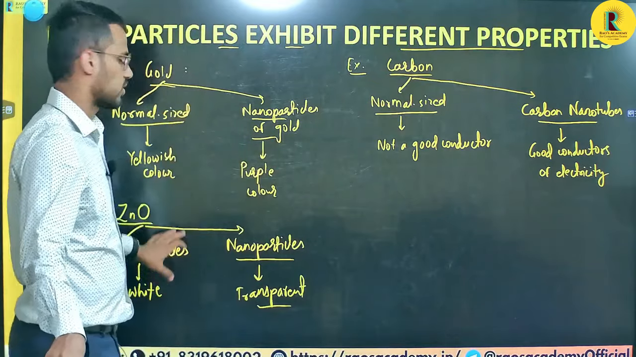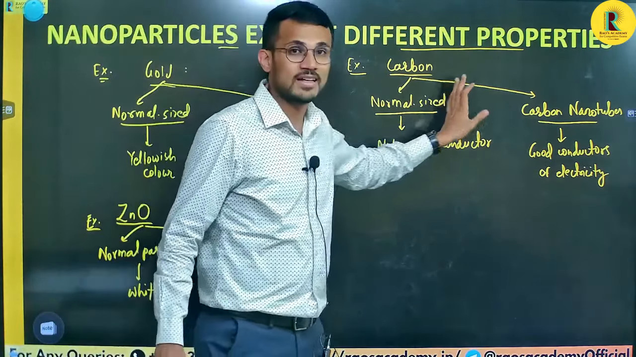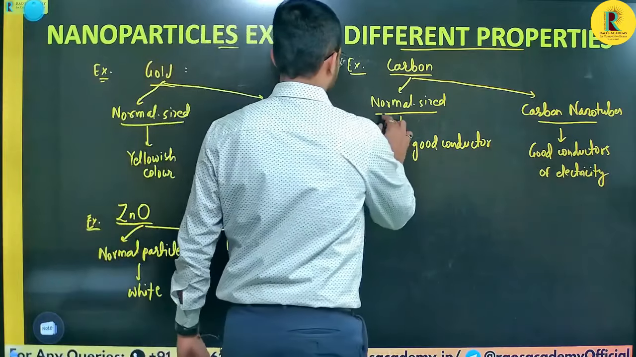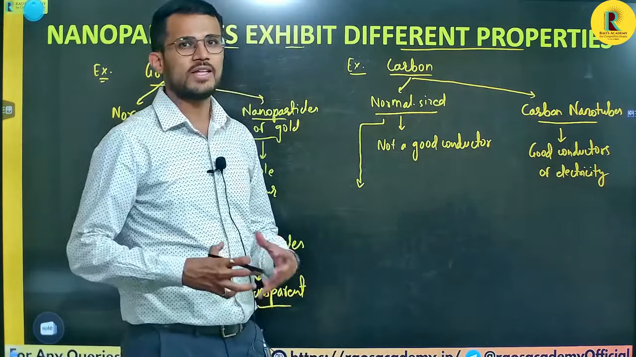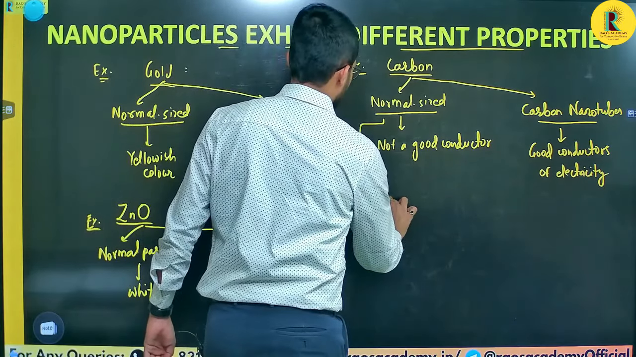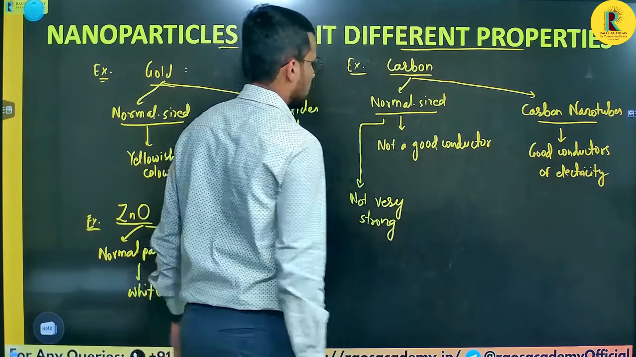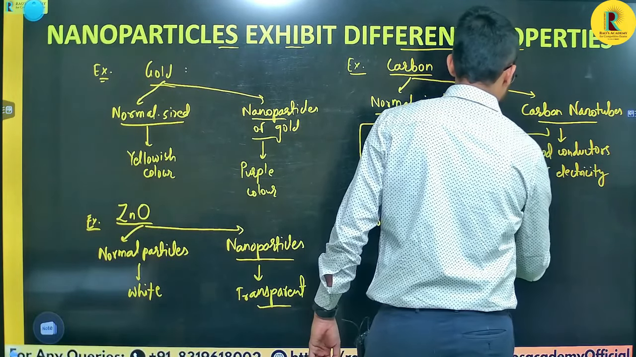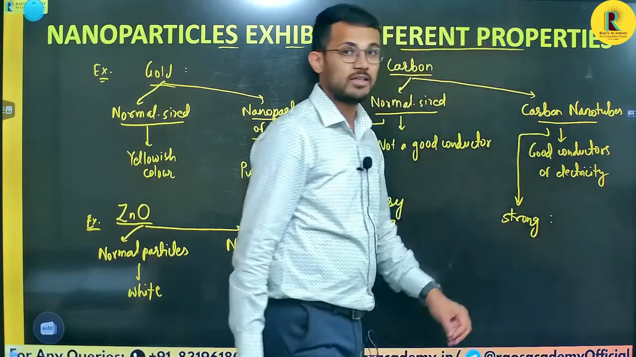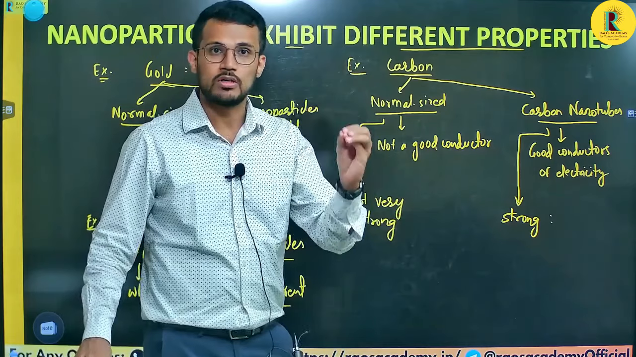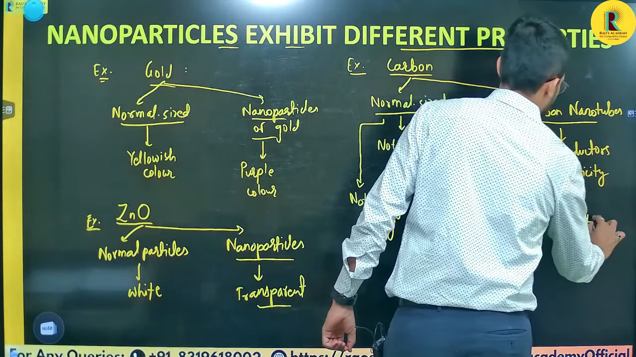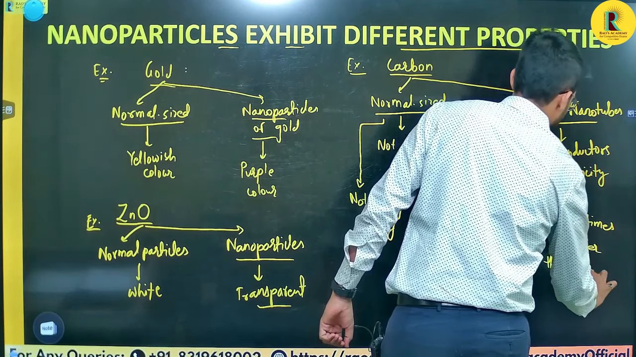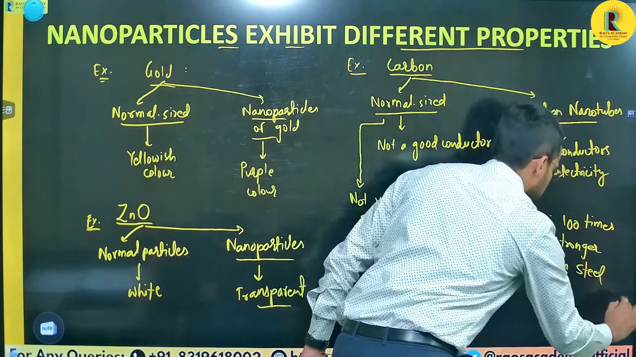Right. First two examples of gold and zinc oxide are the examples related to optical property. This is change in conductivity of nanoparticles compared to their normal sized counterparts, right? Similarly, normal sized carbon is not very strong, except diamond, right? But carbon nanotubes are extremely strong, and they are considered at least 100 times stronger than steel.